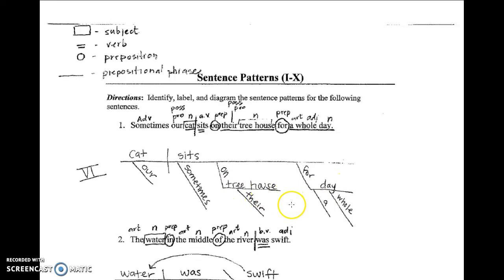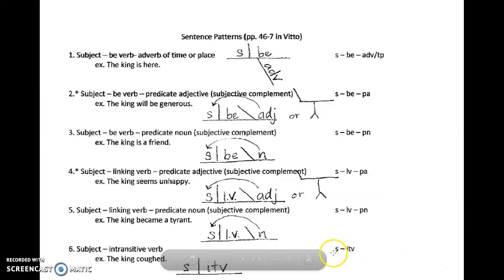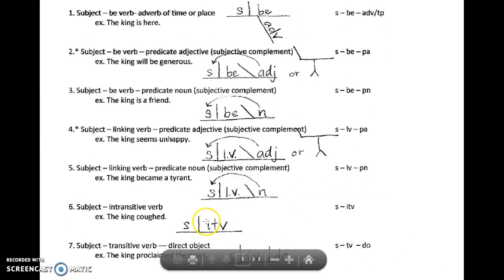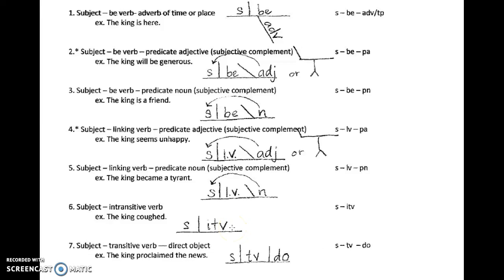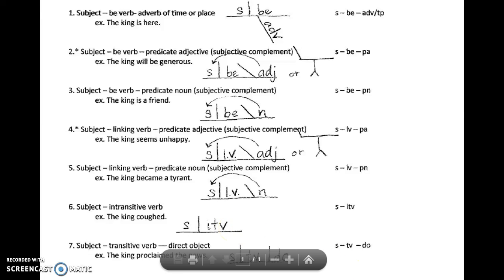Some of you put tree underneath house, which is fine. You could consider that an adjective, or as here you can consider that part of the entire noun, that it is a tree house, one entity. Once we have this, it's easy to say we have a subject and an intransitive verb. So we can go to our cheat sheet and see that we have subject, intransitive verb, and so we know it is sentence pattern number 6.